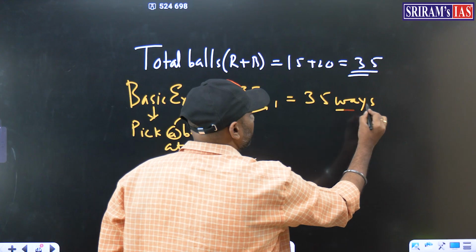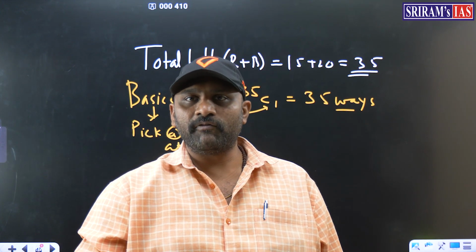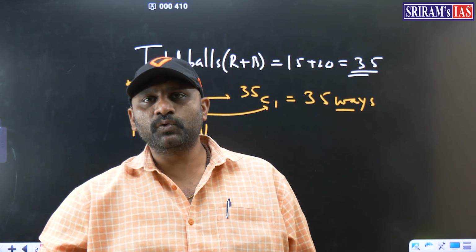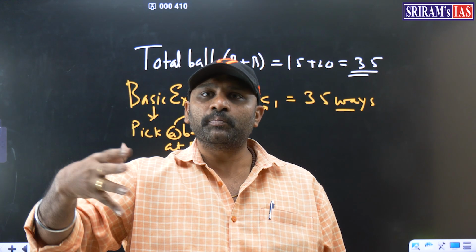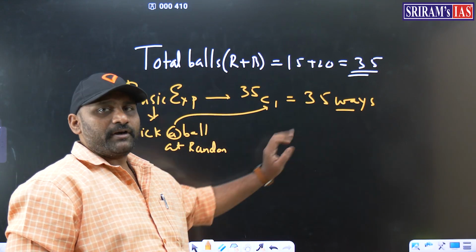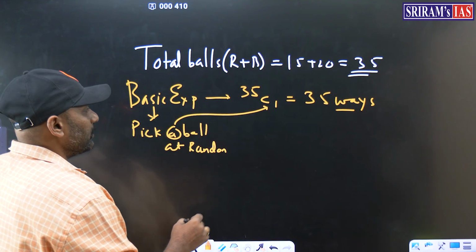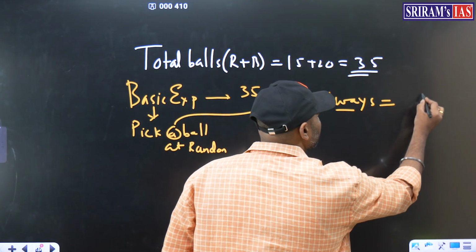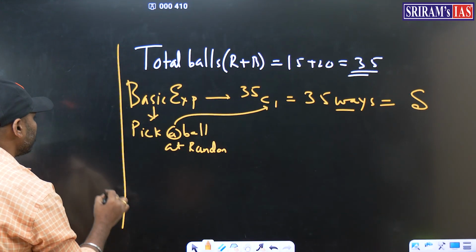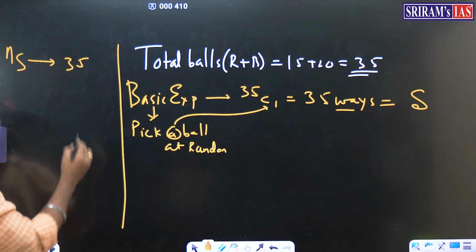35 ways, what does that mean? I can pick a red ball numbered 1, 2 or 3, or I can pick a black ball which is 1, 2 or 3. In how many ways can we pick like that? In 35 different ways I can pick up the ball. Next, what do we want? Basic experiment: this 35 ways will become the sample set. Therefore, what is in the denominator finally? If you observe, the number of the sample set is 35.